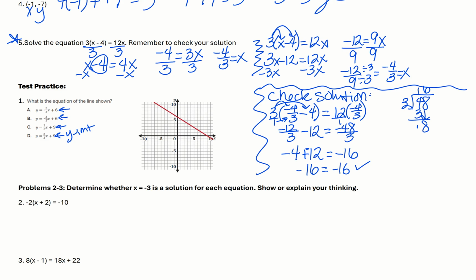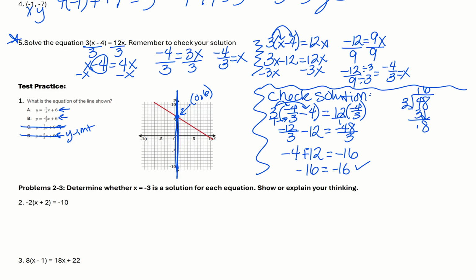Remember, the y-intercept is where it crosses the y-axis. So if I look at my red line, it crosses the y-axis right here. If I count, that's 1, 2, 3, 4, 5, and 6. So the y-intercept is at 0, 6. Well, the only ones that say plus 6 are A and B. So I'm going to get rid of C and D. They don't even help me.